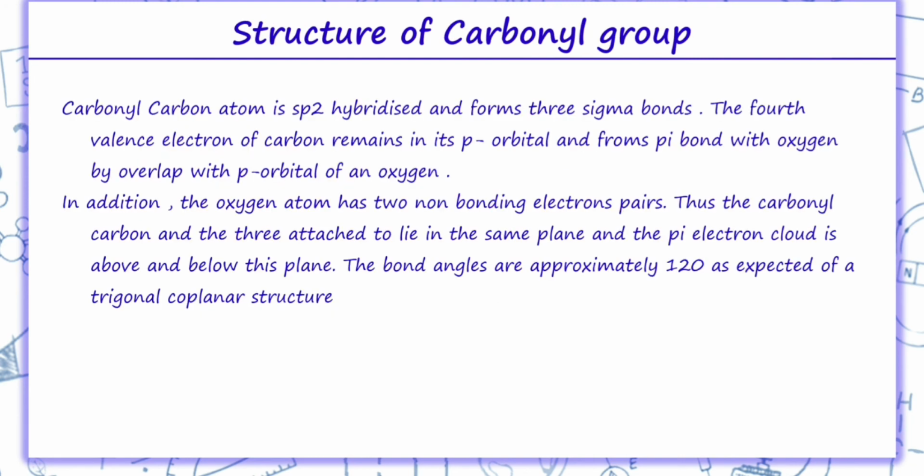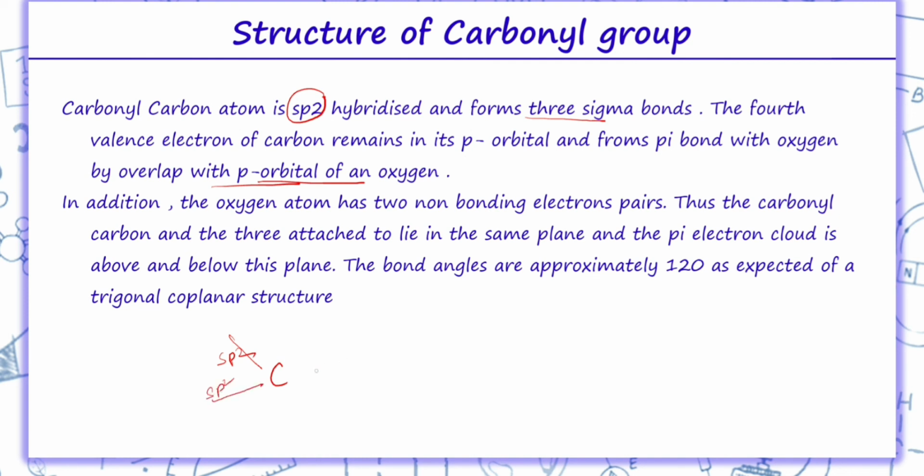Now, coming on to the structure of carbonyl compounds. So, the carbonyl carbon atom is sp2 hybridized and it forms 3 sigma bonds. The fourth valence electron of carbon remains in its p orbital and it forms pi bond with oxygen by overlap with the p orbital of oxygen. Like we have over here, this is carbon. So this over here is sp2 hybridized. Similarly, over here it is sp2 hybridized.